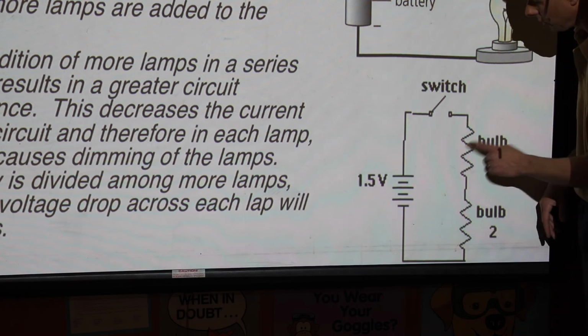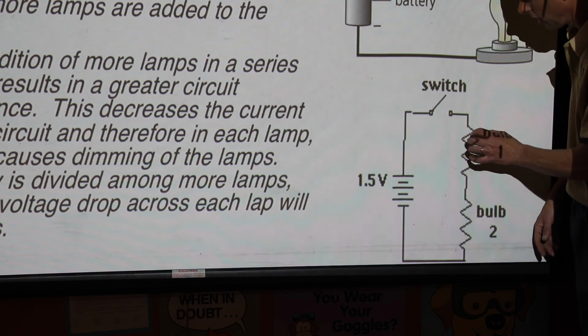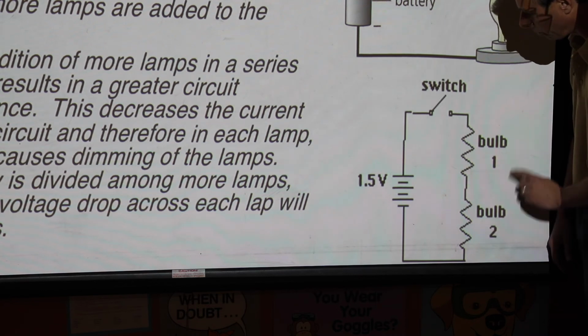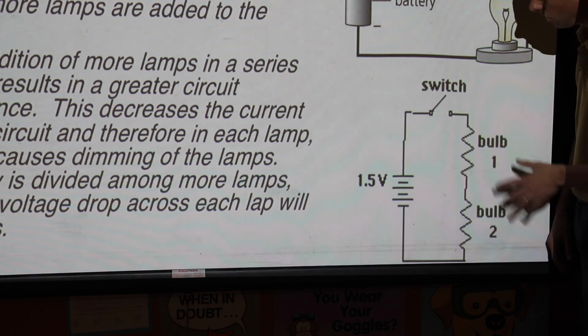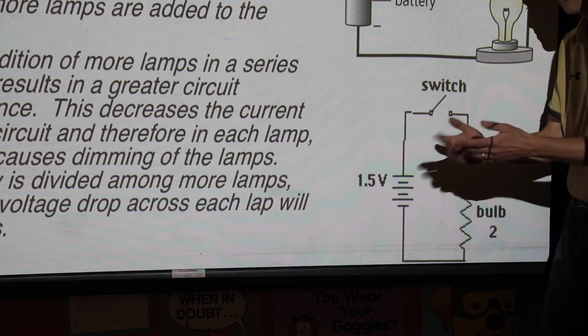And they've told us that these are bulbs. This could be a refrigerator or an air conditioner. This could be a vacuum cleaner. It could be whatever you want, your phone charging. They're telling us it's bulb 1 and bulb 2, so now we know. But you would draw any resistor, any appliance. An appliance is a resistor.